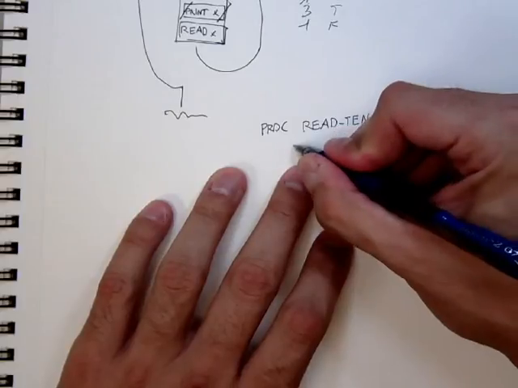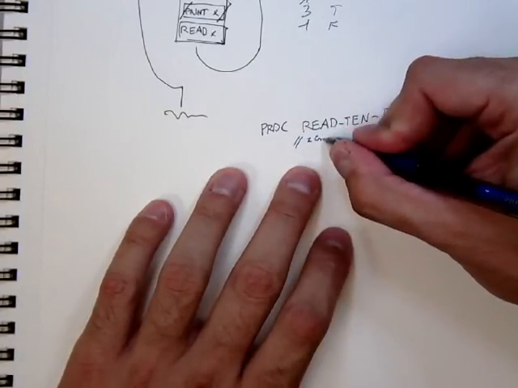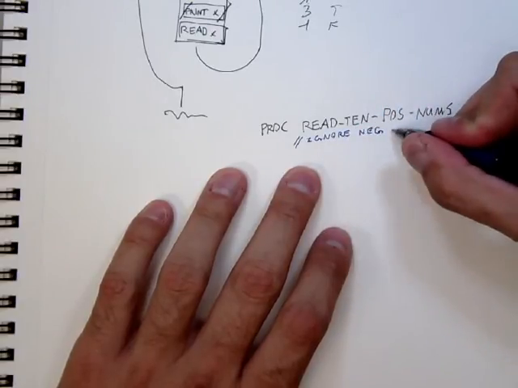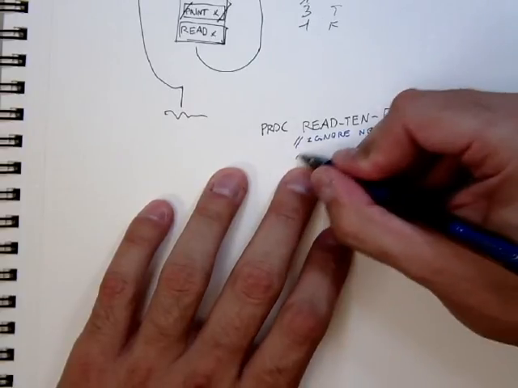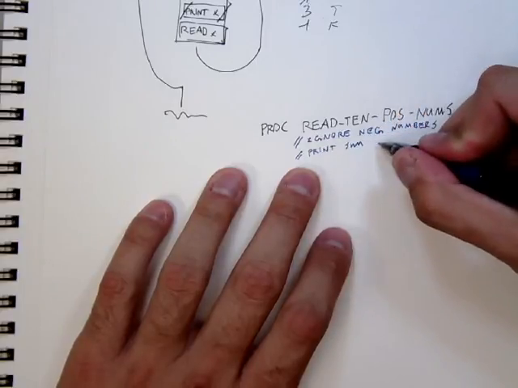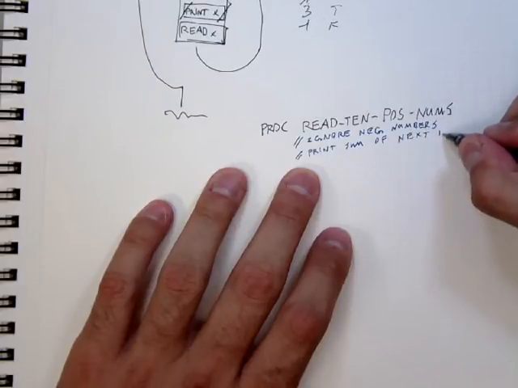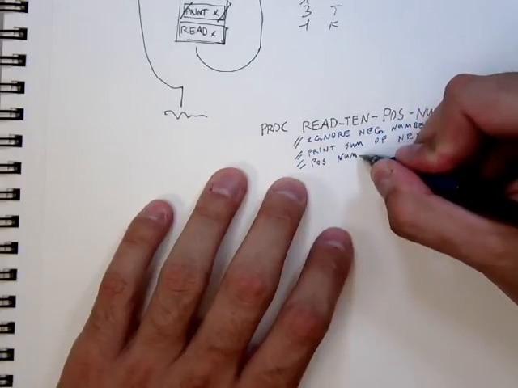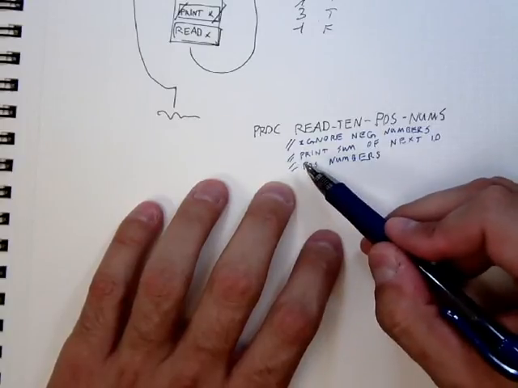I'll use 2 slashes to indicate that it's a comment. Ignore negative numbers, and print sum of next 10 positive numbers. Every line that begins with 2 slashes is a comment.